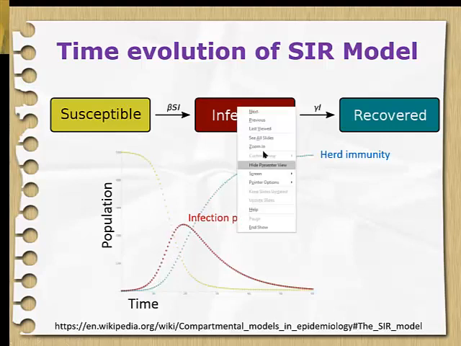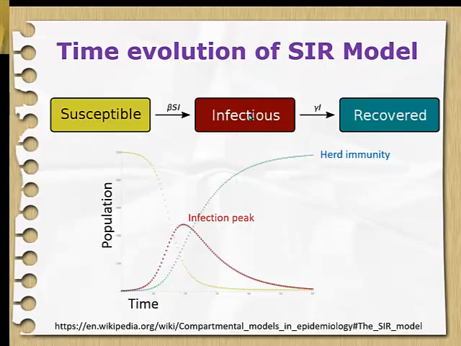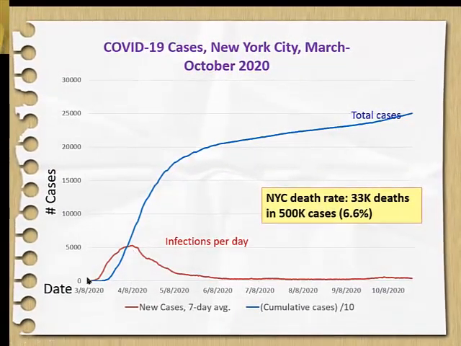You also see in this case a very sharp peak, and you have a curve that's growing and then gradually becomes flat. So you see that the mathematical model is giving me behavior that resembles the real behavior. The New York City death rate is 33,000 deaths in 500,000 cases. That's 6.6%. This is one of the highest death rates in the world. This was a case where COVID had caused very great damage to the population.